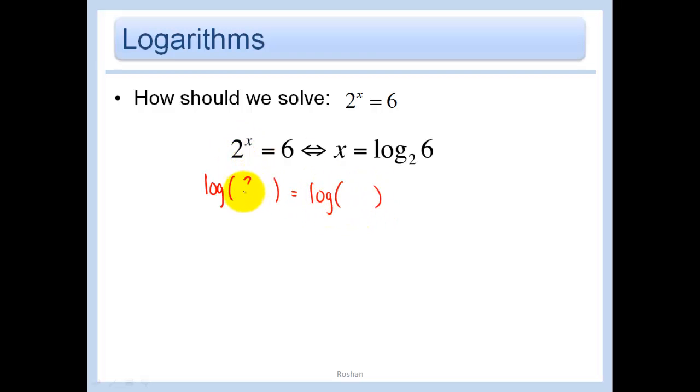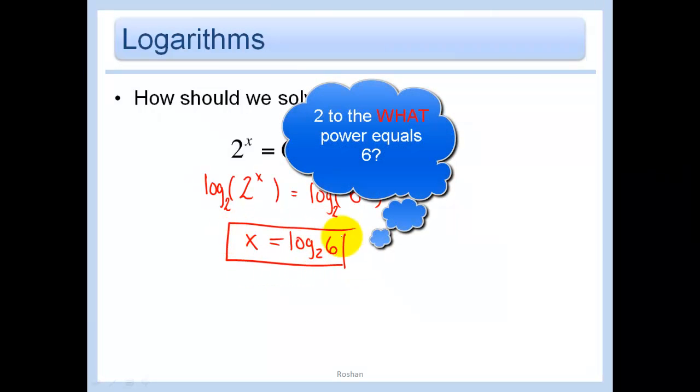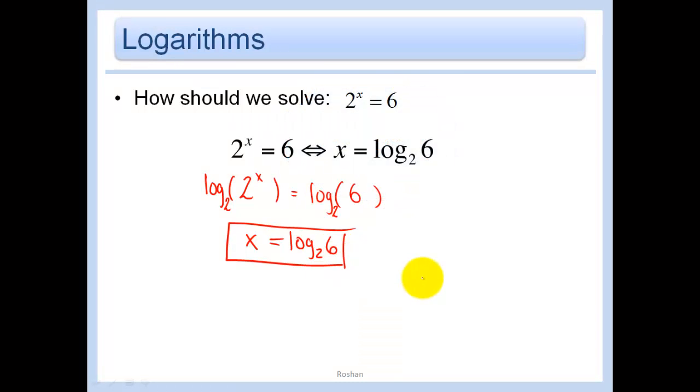Since we have a 2 in the base, we're going to take the log base 2 of each side. And since they're inverse operations, we just get x left. So x equals log base 2 of 6. Now I'm going to explain this over and over again throughout the lesson, but solving this equation just means 2 to the what power equals 6. That's how logarithms work. So let's take a look.